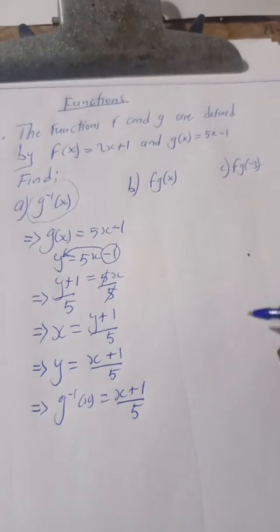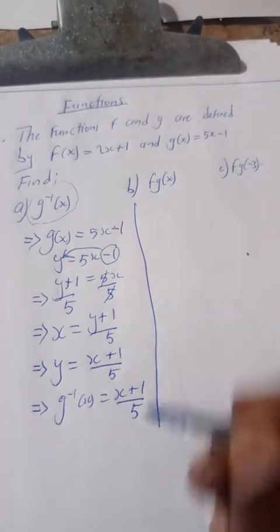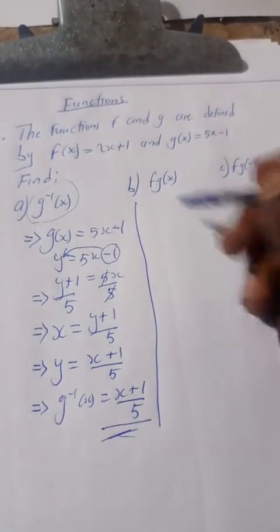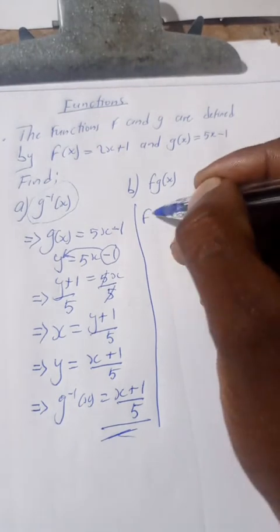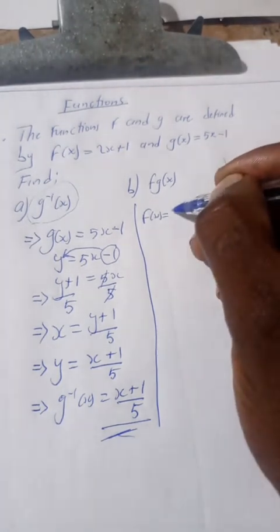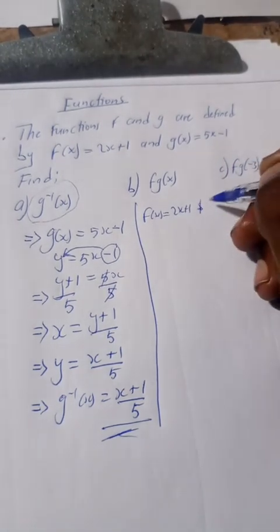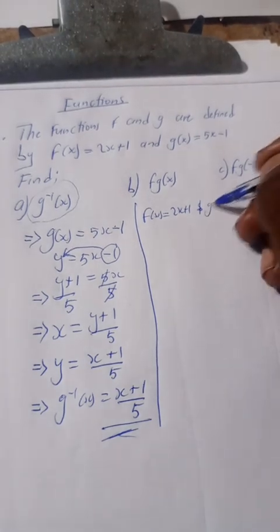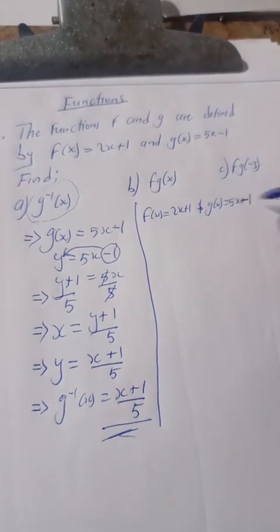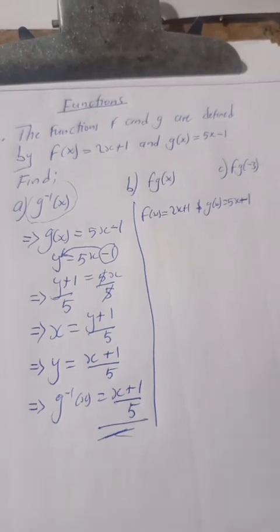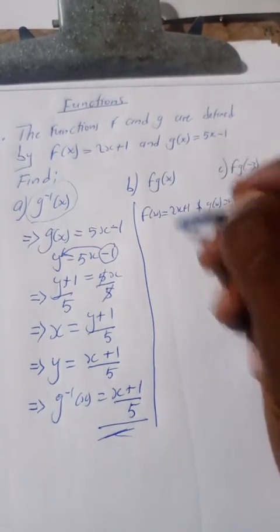The next one, how do we find the next one? Excuse me. How do we find b? So this is the final answer, by the way. B, here we have a composite function. So we have a function f of x, which is equal to 2x plus 1, and another function g of x, which is equal to 5x minus 1. So what we want to find here is the composite function f of g of x.